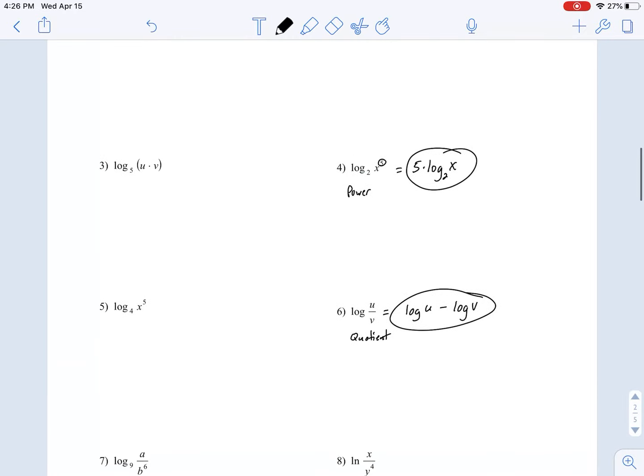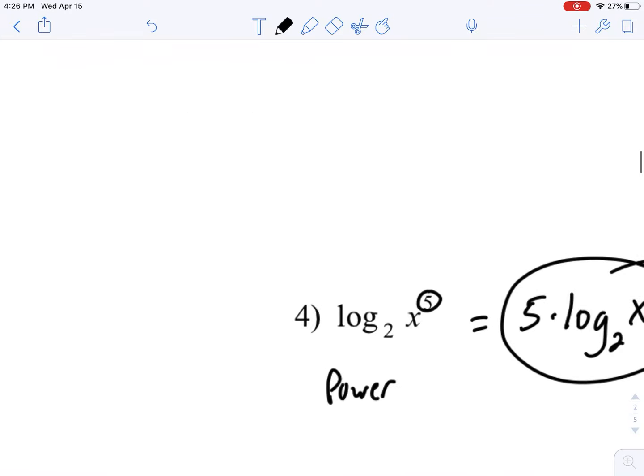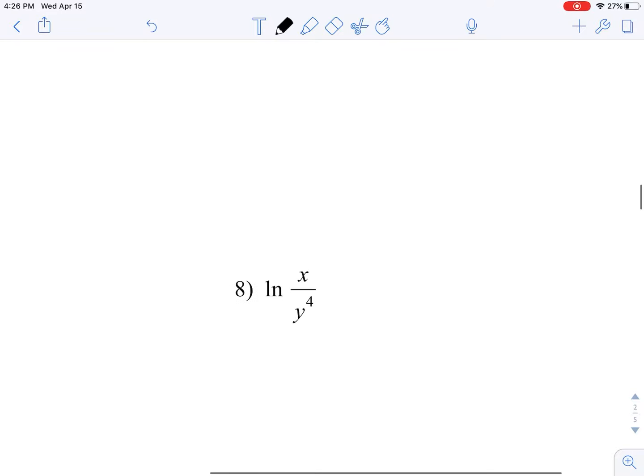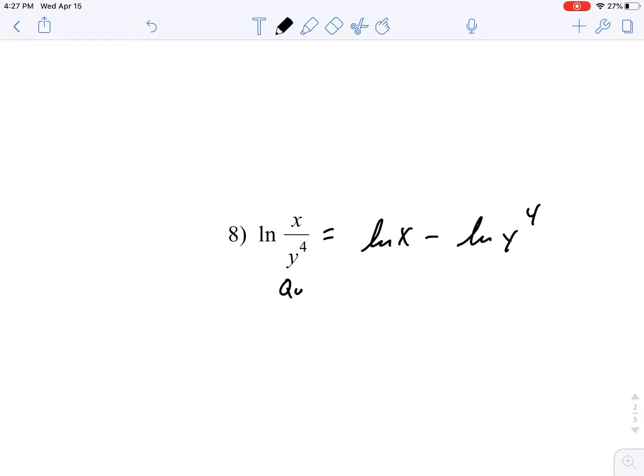Remember, these properties work for any logarithm. So I did a base 2, and then this one was a base 10. Number 8 is a natural log. Now, here we have something sort of interesting going on. The first thing we're going to do is focus on that division bar right there. So I'm going to do the quotient property, ln of x minus ln of y to the 4th. So that was a quotient property.